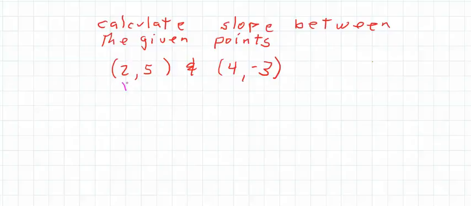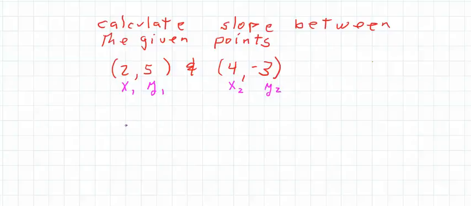This is my x coordinate, so I'll call this one x1, this one x2. You can do it the other way around, it doesn't matter. This is my y coordinate, I'll call it y. The subscript, these are called subscripts, must match. So this is x1, this must be y1. This is x2, this must be y2.